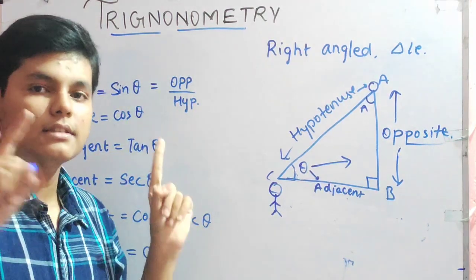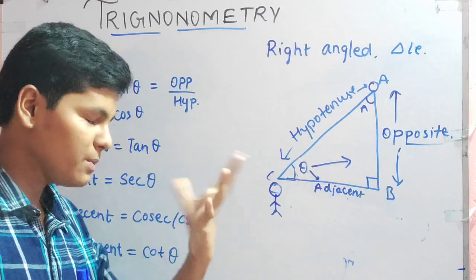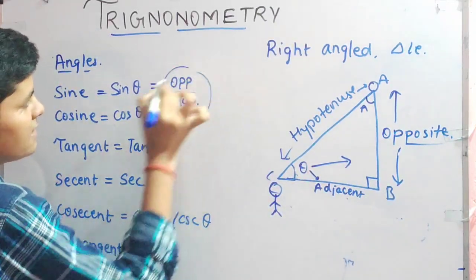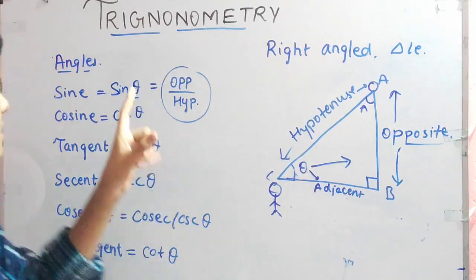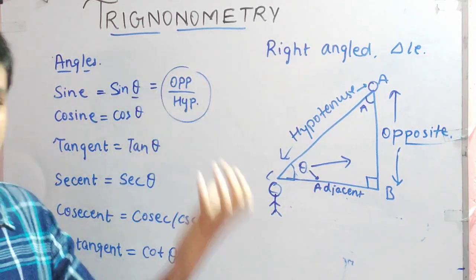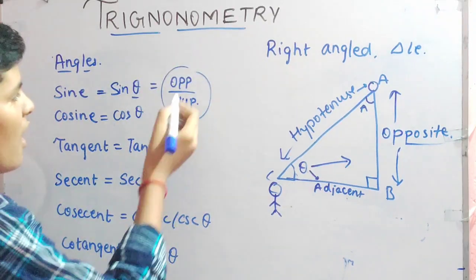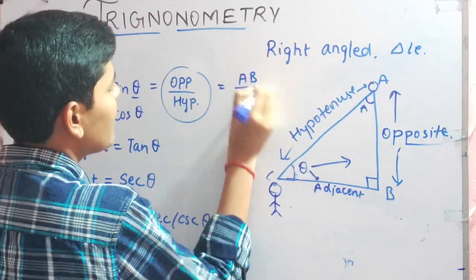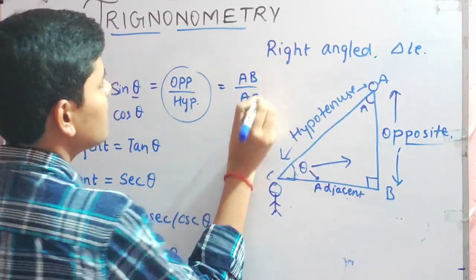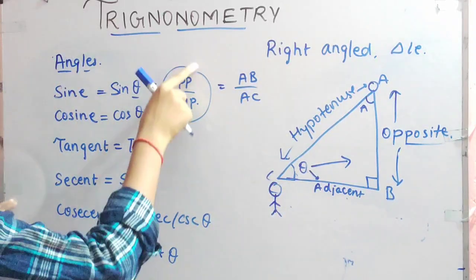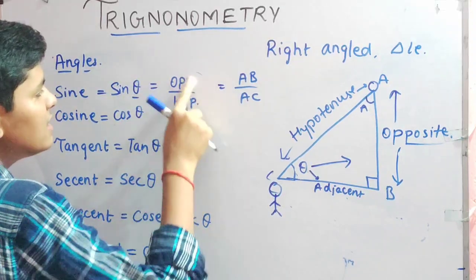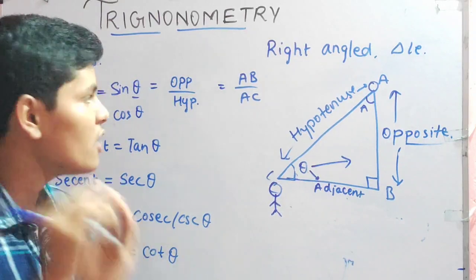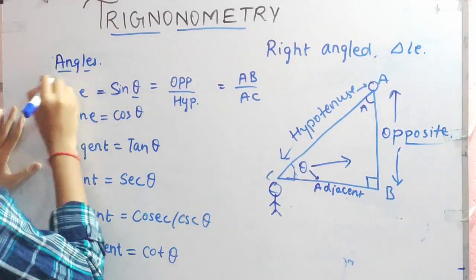What is trigonometry? The study of the relation between the sides and the angles of a right angle triangle. This is the side, this is the angle, so the study of the relation between the side and the angle is known as trigonometry. Opposite by hypotenuse: opposite can be written as AB and hypotenuse can be written as AC. That is it. Now we have to learn the same thing for all the 6 ratios, but it is difficult to learn for all of them. So the short trick which you can use over here is to just remember sine.